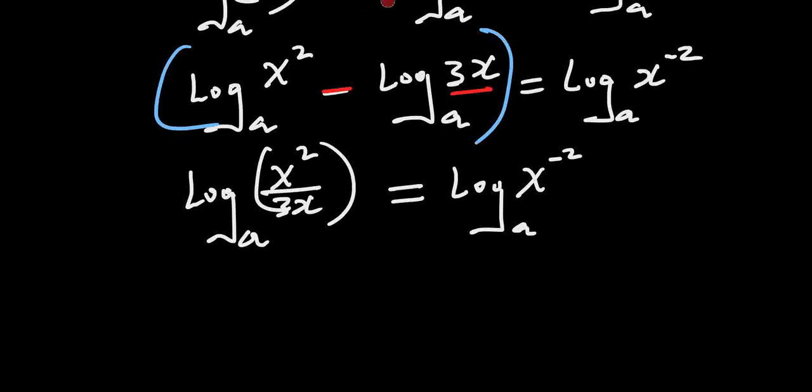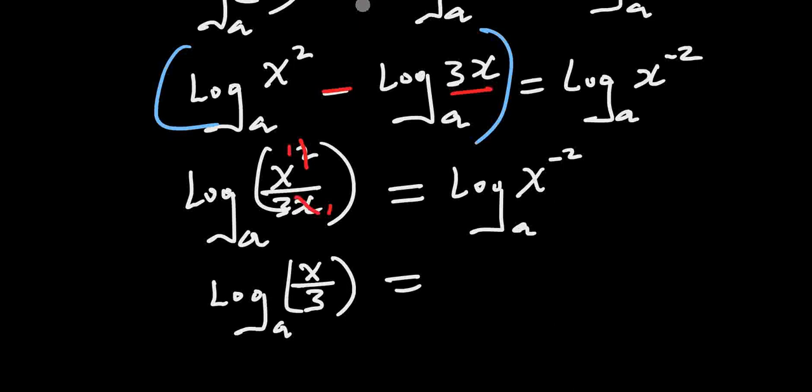So we can simplify the left hand side by dividing by x. So x divided by x is 1. And x squared divided by x, we simply cancel the squared from here and we have it to the power of 1. And so this will become log x over 3 to base a. We can put this in parentheses, equal to log x to the power of negative 2 to base a.